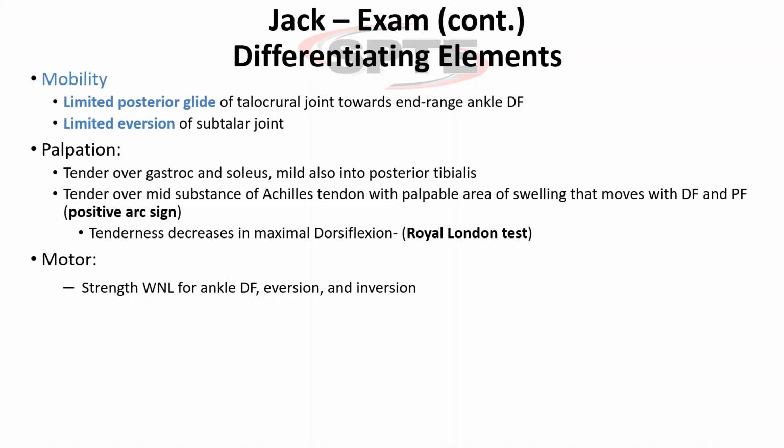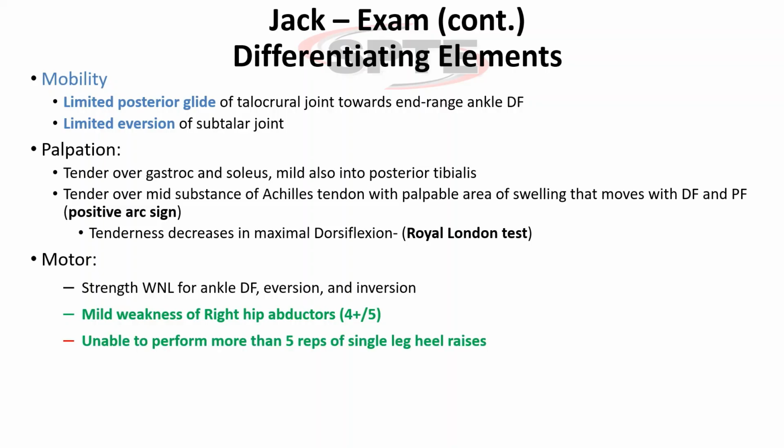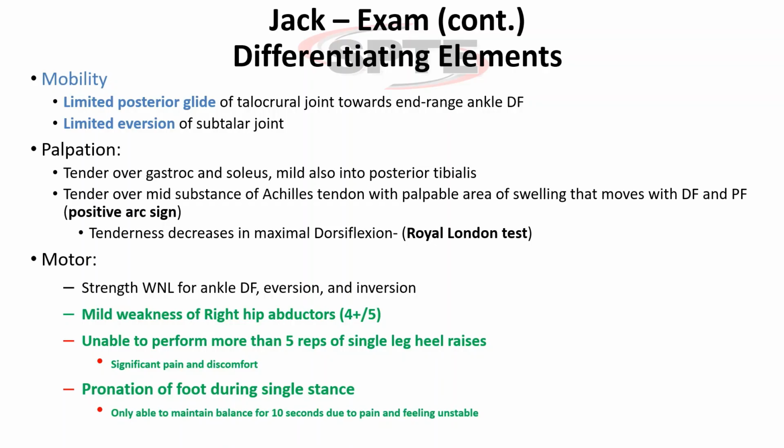Motor control was within normal limits for ankle dorsiflexion and eversion and inversion. Mild weakness of right hip abductors, and he was also unable to perform more than 5 single leg heel raises. And here he had significant pain and discomfort when doing that. Pronation of the foot during single leg stance, so when he was doing that balance he would collapse, so even with that limited eversion, his midfoot and forefoot would collapse a little bit, where he'd try to curl his toes under to keep that arch, and was able to only maintain this for about 10 seconds.